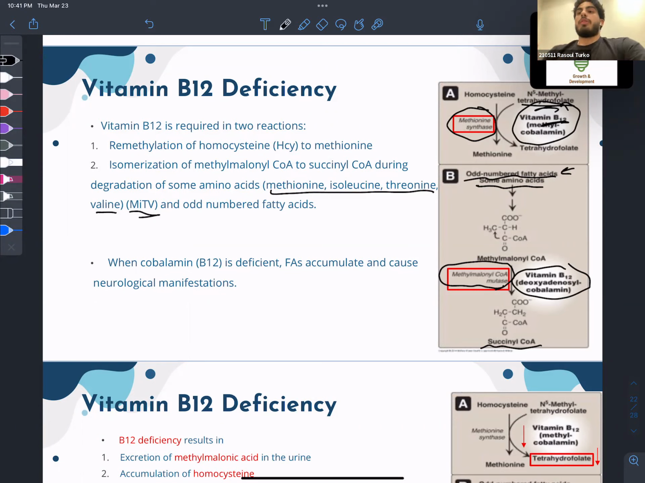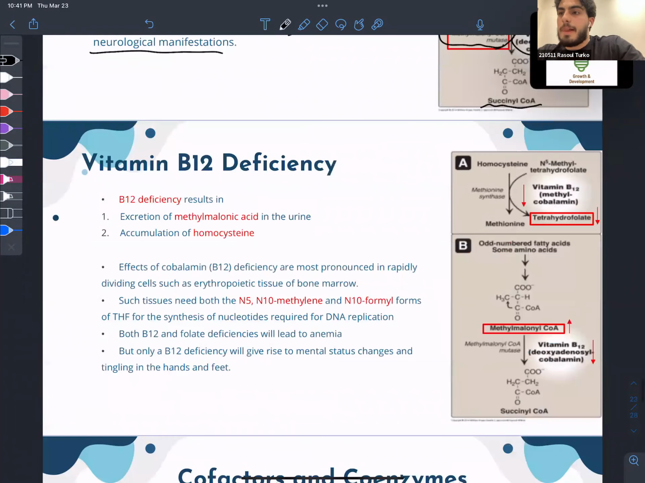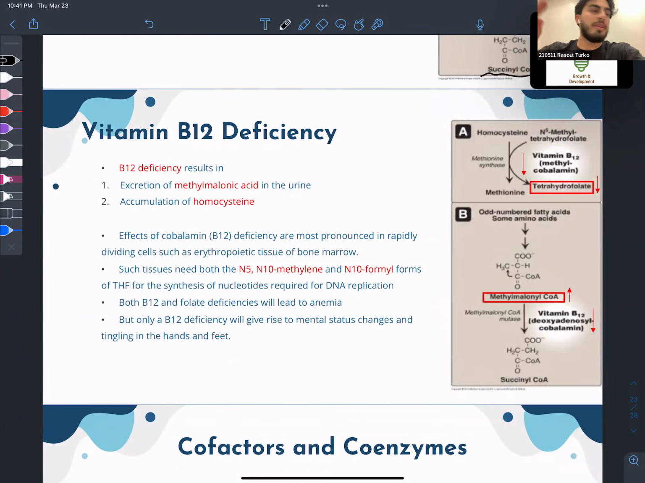Okay. So when there's vitamin B12 deficiency only, not folate, we get neurological manifestations. So we get accumulation of fatty acids, which makes sense because here we can't break them down. And that would give us neurological manifestation. Neurological manifestation could be confusion, it could be peripheral neuropathy. They can't feel the ends of their limbs, their hands, and their toes. Okay. Here again, so B12 deficiency results in those two.